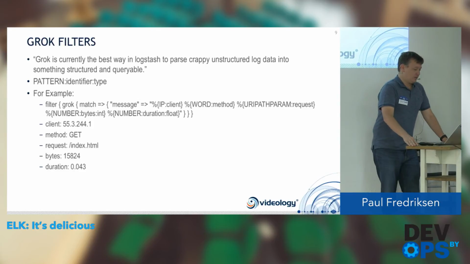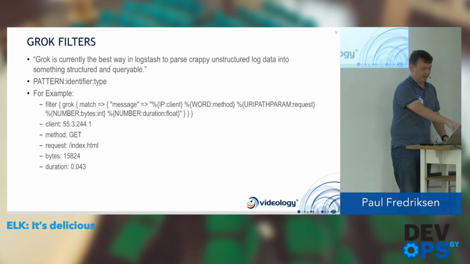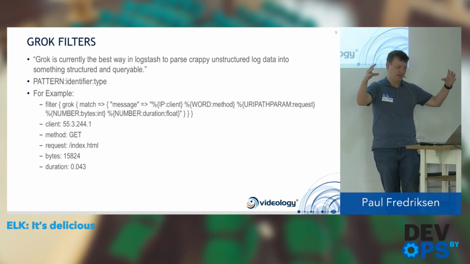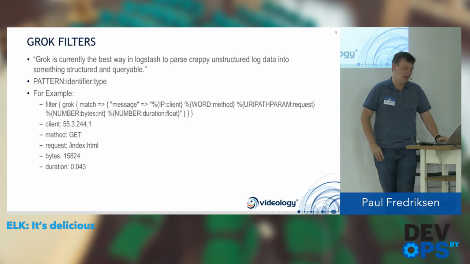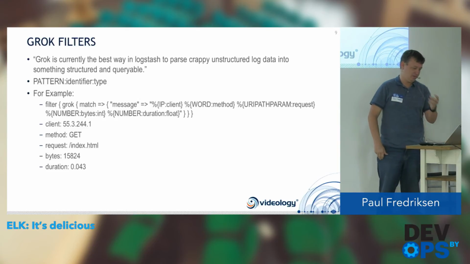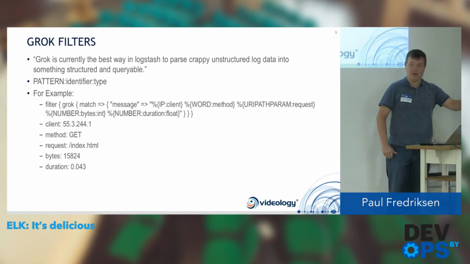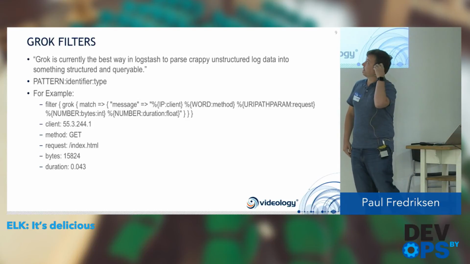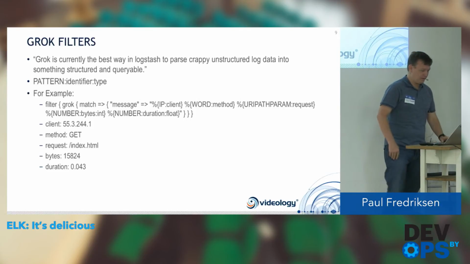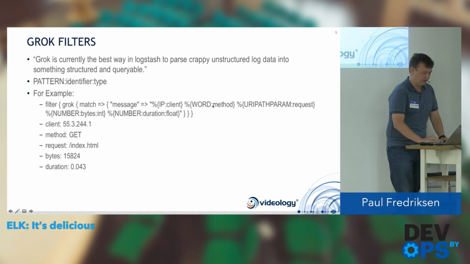Anyways, so we have a pattern. You have your message. You can see here in the messages folder, I think this is an Apache request. It takes the whole message, and now we're picking bits and pieces out of that. If you see there, it says pattern, identifier, and type. Your pattern is a name that you're coming up with, and then the identifier and the type.